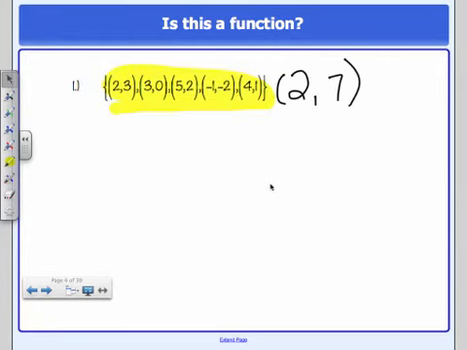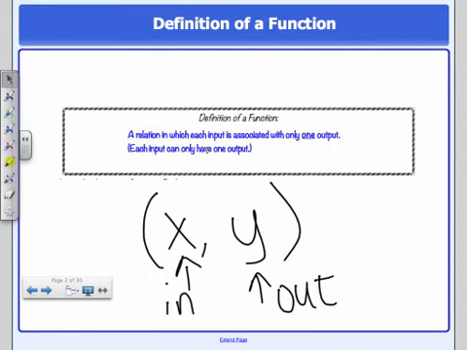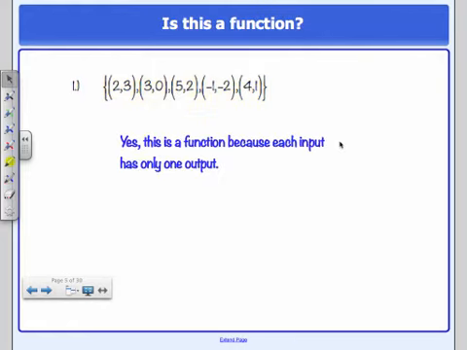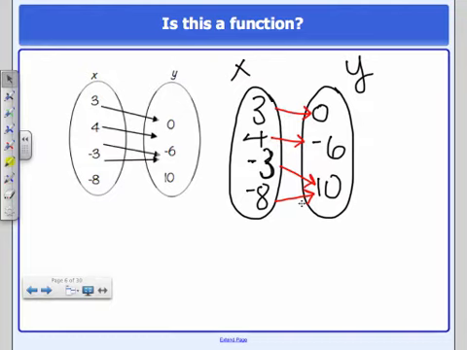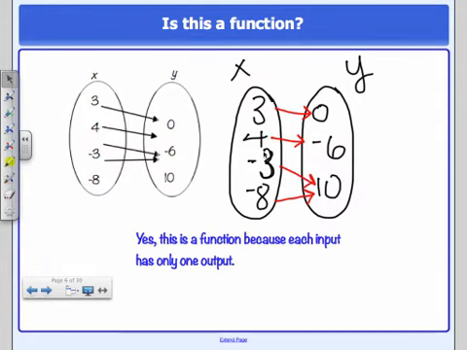And let's go back to the definition of a function. It's a relation in which each input is associated with only one output. It doesn't say anything about what the outputs are allowed to do. So any output is allowed to have as many inputs as it wants, but each input is only allowed to have one output. So this satisfies the definition of a function because each input truly has only one output. So if you could write down on your paper on the lines, yes, this is a function because each input has only one output.